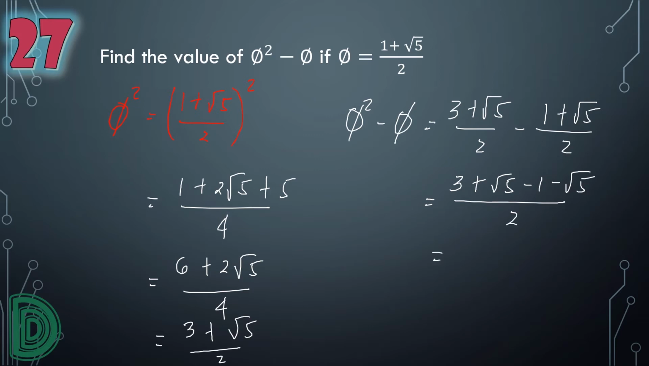3 minus 1 is 2. Square root of 5 minus square root of 5 is 0. The denominator is 2. Hence, our final answer is 1.